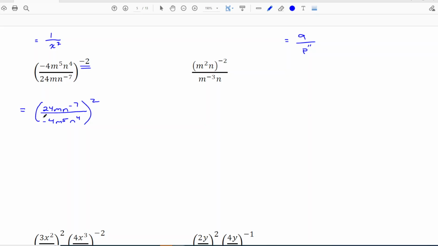Now what should I do? Well, I could put the 2 through if I wanted to, but I'm looking at this 24 and thinking, oh, I don't want to do 24 squared. So instead, I'm going to simplify inside, right? You'll get the same answer as me if you put the 2 through. But I'm going to divide.